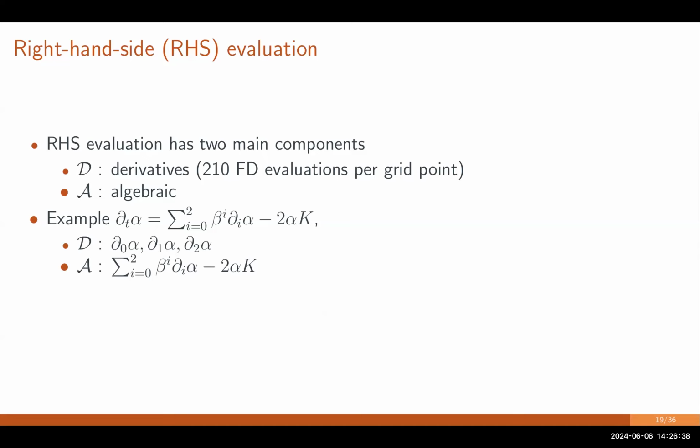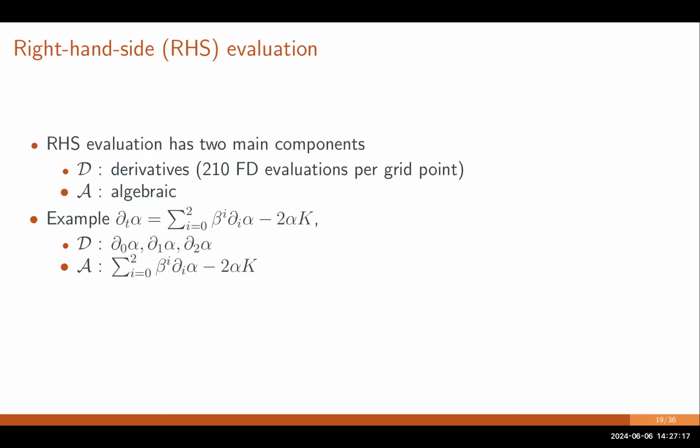Actually, the right-hand side evaluation for the Einstein equations, either for the CPU or for the GPU, is not that trivial. What's the most performant way to do that? For the right-hand side, you have two parts. The first part is you need to evaluate all the derivative computations required for the Einstein equations. So you have roughly 210 derivative applications for each stencil point.